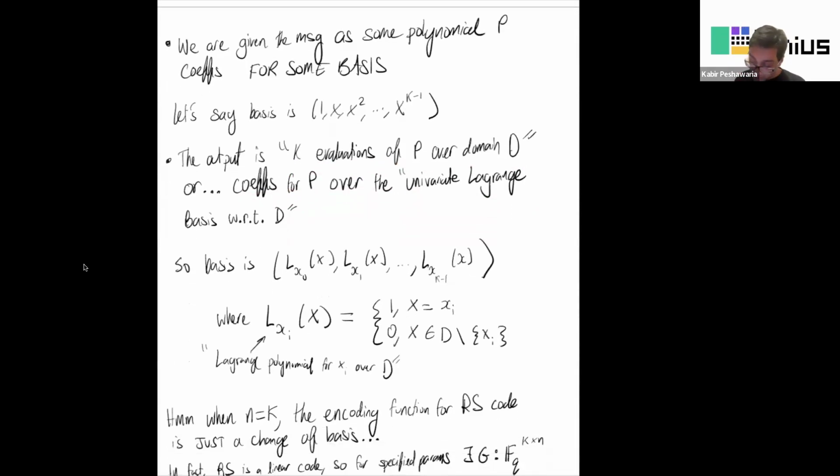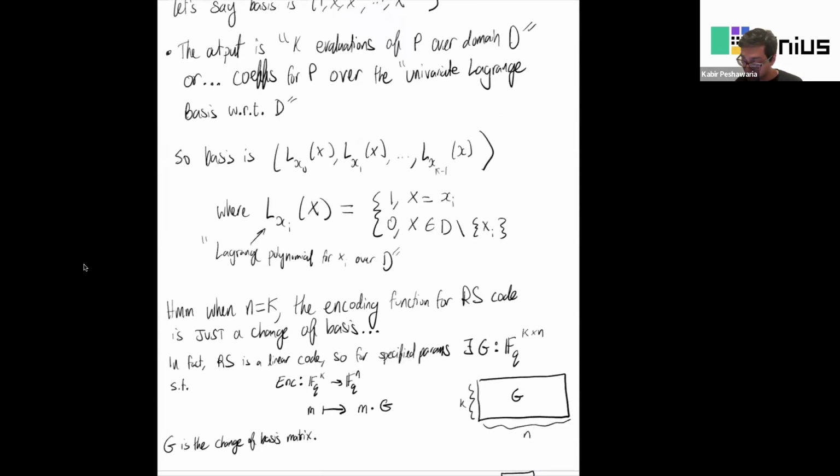Quick recap, the basis looks like this, and each one of these is called a Lagrange polynomial. A Lagrange polynomial, when evaluated at something inside the domain, equals 1 if it's the thing that it was an indicator for, and it's 0 if it's anything else. This means D set minus xi, so everything in D except for xi. Lagrange basis polynomials are basically indicators.